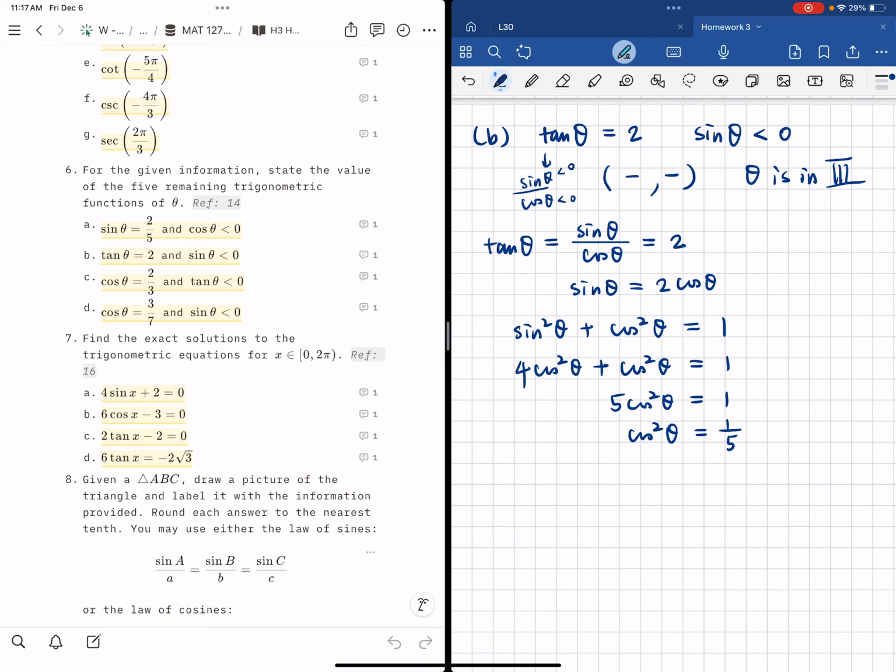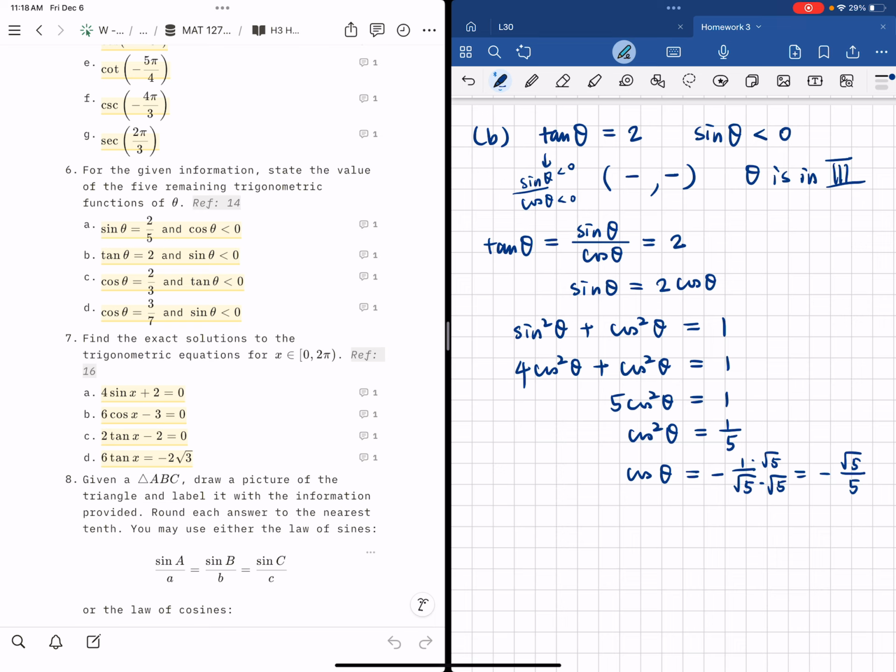And because it's in the third quadrant, cosine should be negative. So it's going to be negative square root of 1/5. So that's negative 1 over radical 5. And we're going to rationalize this. So that's negative radical 5 over 5.